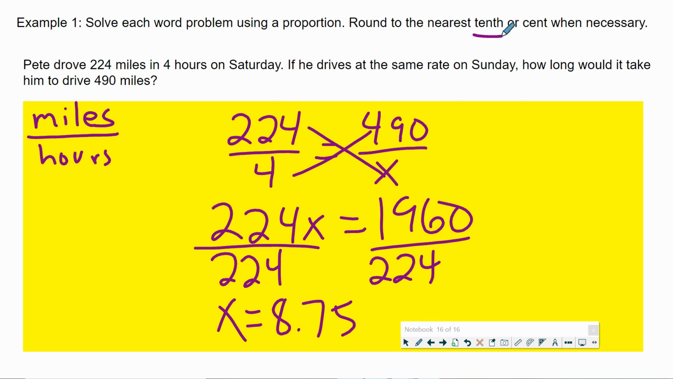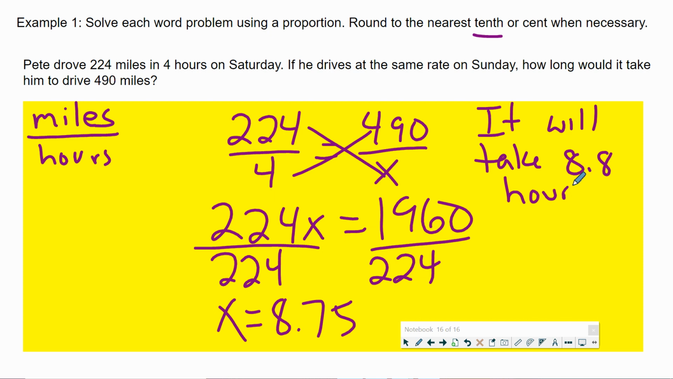So how long will it take him to drive? It will take 8.8 hours, or about, we could say it's about 8 hours and 45 minutes.